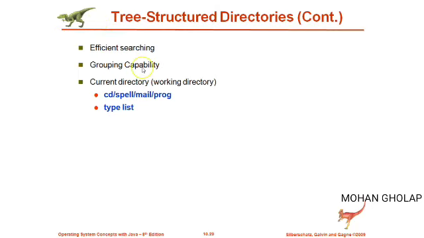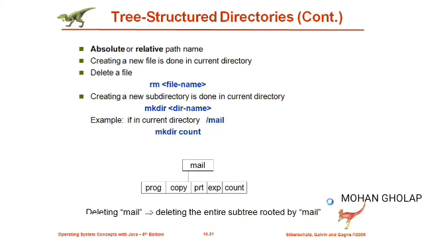The next one is grouping capability, so it is possible to have the grouping. After that, you should know the current working directory, or current directory. Whenever you have a hierarchy, you should know in which directory you presently are. If you are searching for a file which is below that particular directory, you have to move from that directory to the next directory. If the file you are searching for is above in that hierarchy, you have to change your directory to the previous directory and so on. So this is nothing but the tree structured directories.